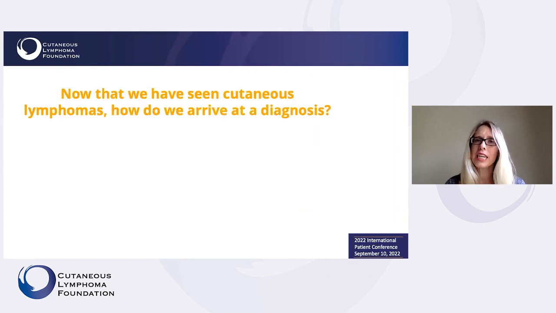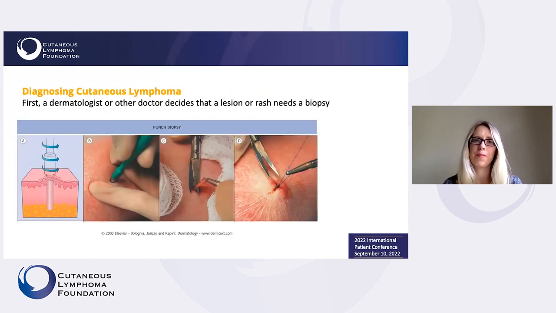Now that we've seen some different types of cutaneous lymphomas and discussed some of those subtypes, how do your doctors go on to arrive at a diagnosis? So the main thing that needs to be done is a skin biopsy. Most of the time that's done by a dermatologist, but sometimes it's done by oncologists or primary care doctors.